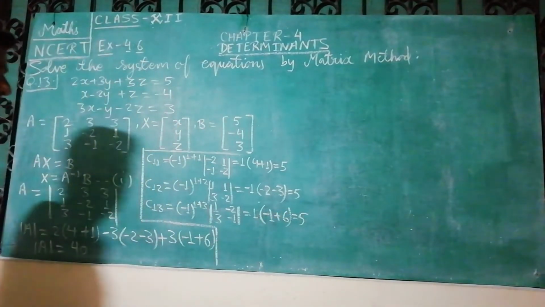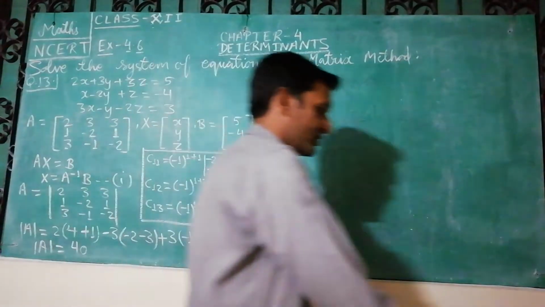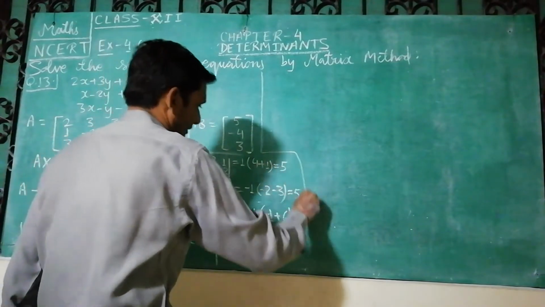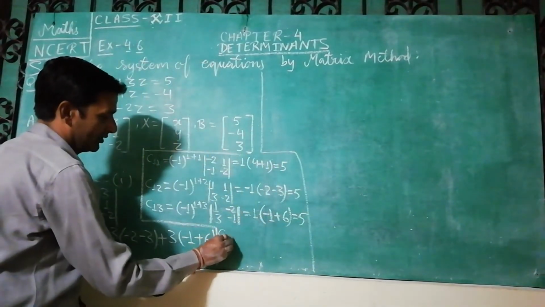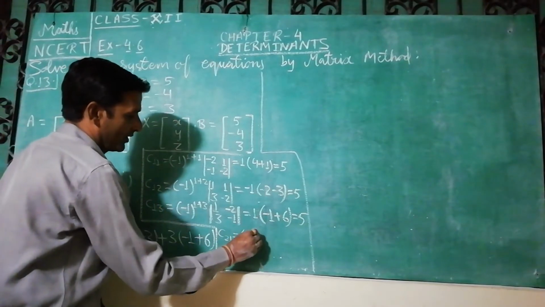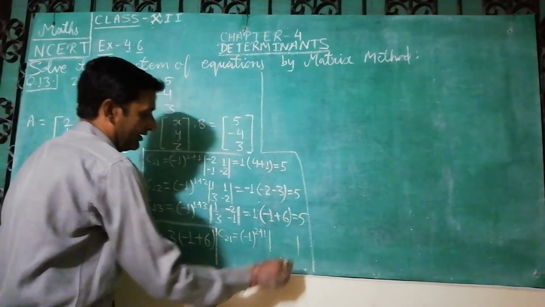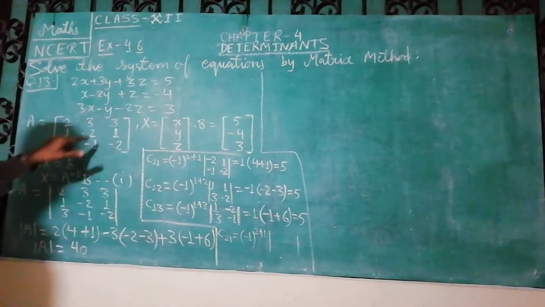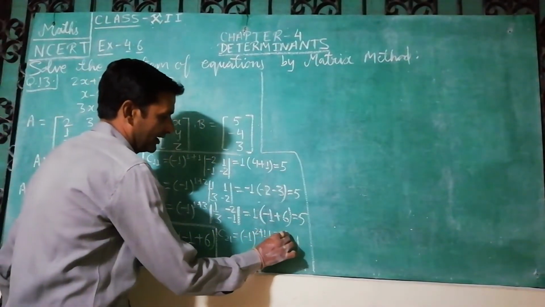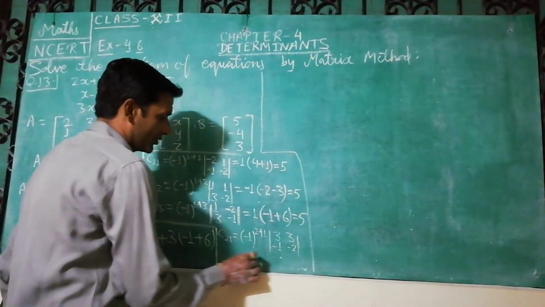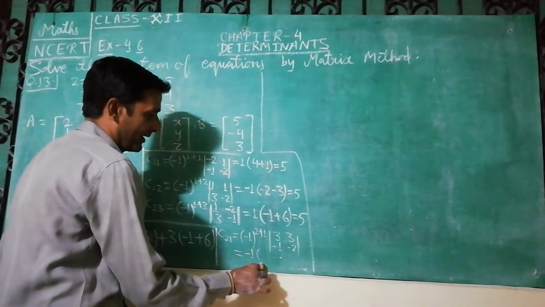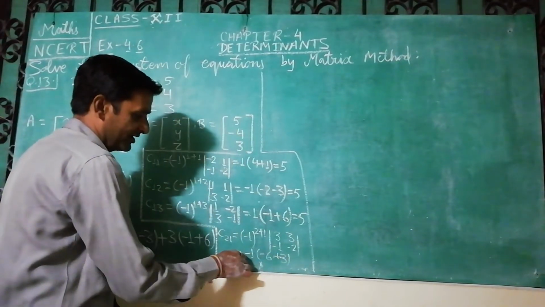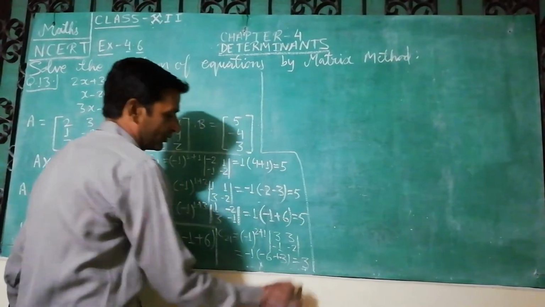Now C21. So let us find out C21 now. C21 is equal to what? Minus 1 raised to the power 2 plus 1. And in the determinant, what is there? C21 means 3, 3, minus 1, minus 2. So it will be equal to minus 1 and then in brackets minus 6 plus 3, that is equal to minus 3. Minus 3 into minus 1 is plus 3. So it will be positive 3, C21.